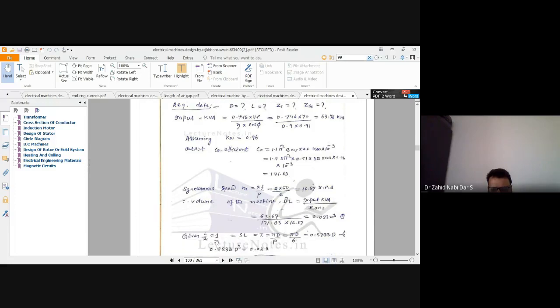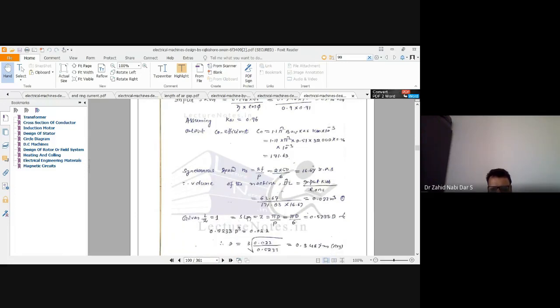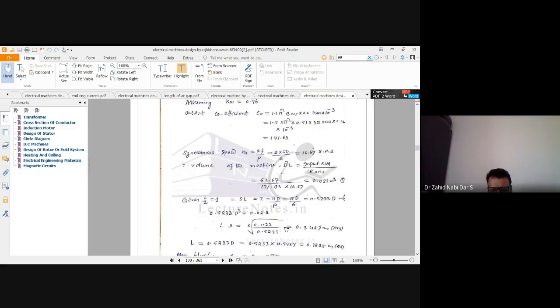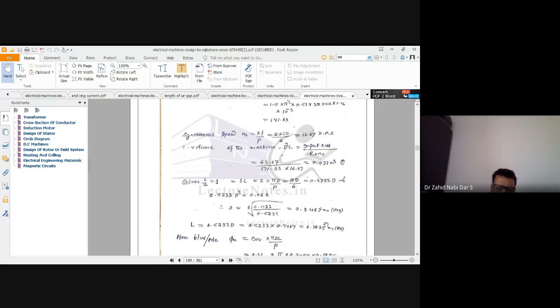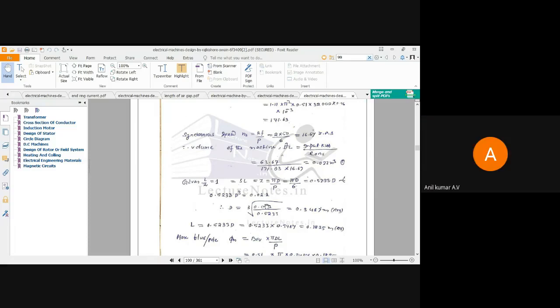So you can substitute here and you can get a relationship between L and D. Given L by tau is equal to 1, and tau is equal to pi D by P. So you can get a relationship between L and D. You can write L is equal to 0.5223 times D, so 0.5223 times D into D square is equal to D cube. We get the value of D from this equation. Again, back substitute this value of D which you have arrived. This is 0.342 into 0.523. So you get the value of L and D. Now you want to know the maximum flux, that is from the output equation definition only.